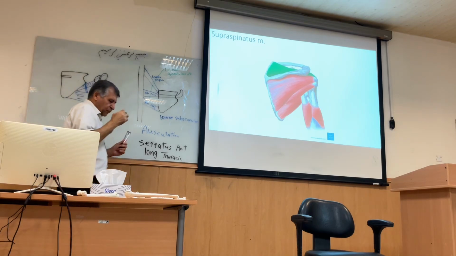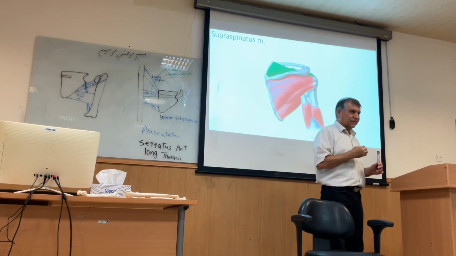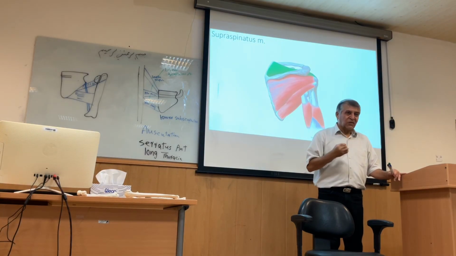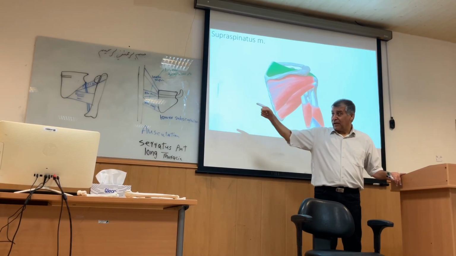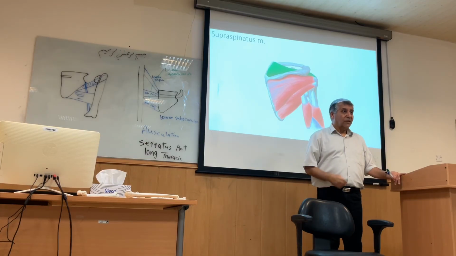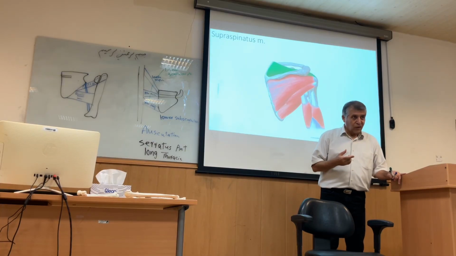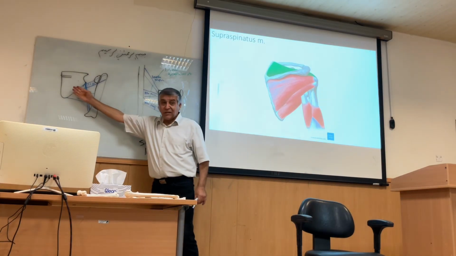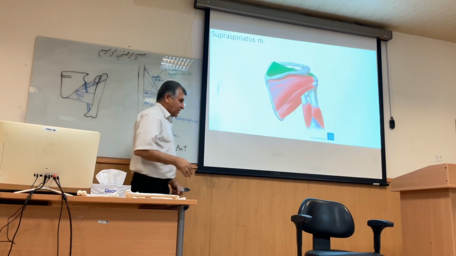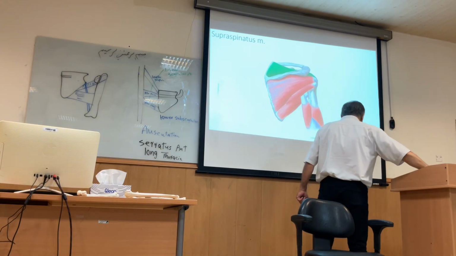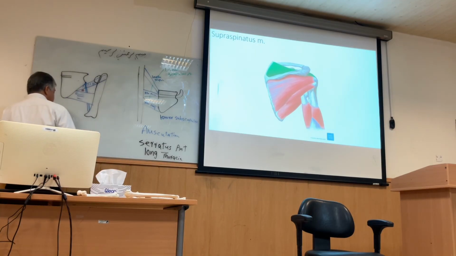I ask you, there is the circumflex scapular artery. Is this artery in the triangular or quadrangular space? Triangular, because it's near the scapula. The circumflex scapular artery is in the triangular space.